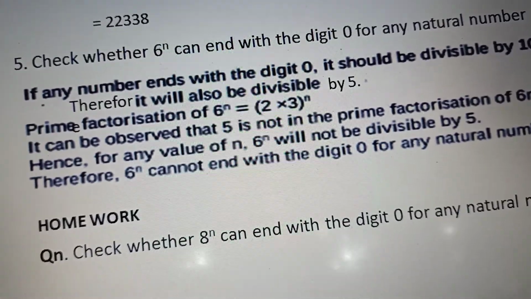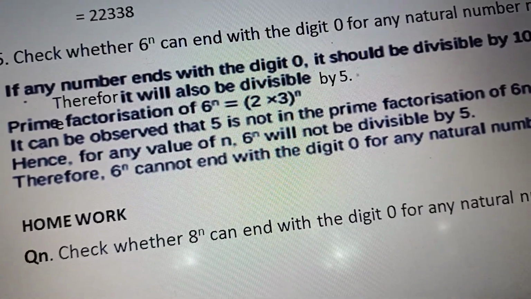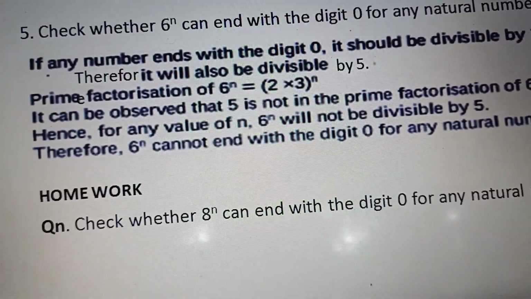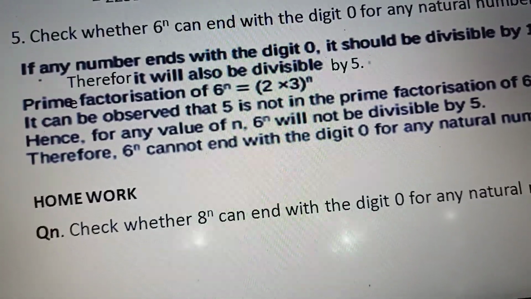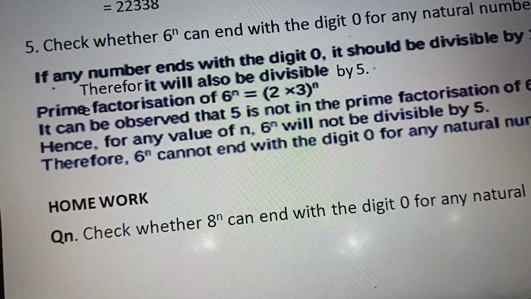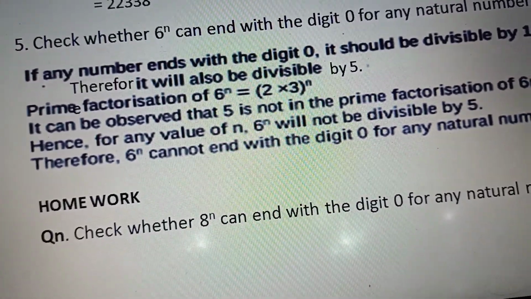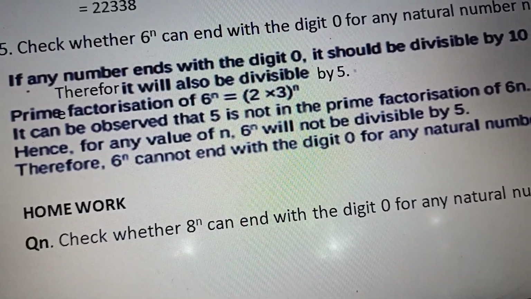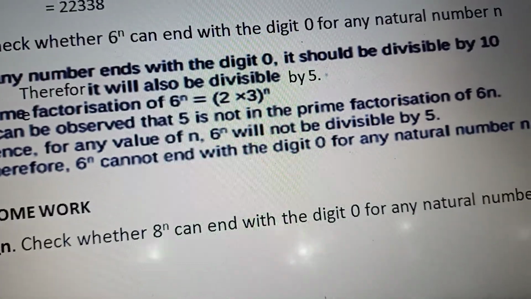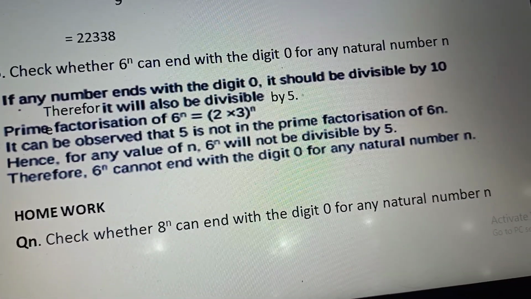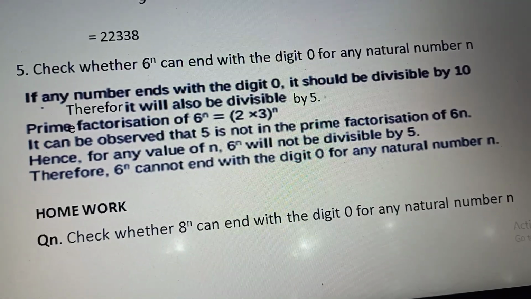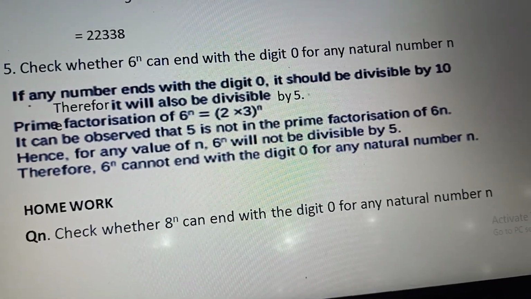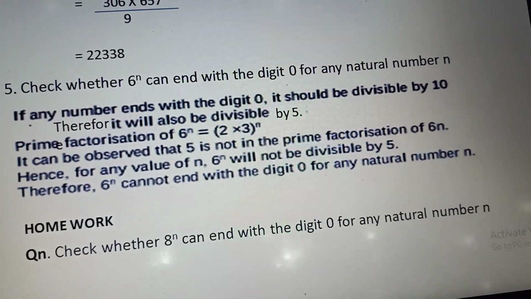Therefore, by the fundamental theorem of arithmetic, we know the prime factorization of a number is unique. If 2 and 3 are the prime factors of 6, then it is unique. 5 cannot be a prime factor of 6. Therefore, it is not possible. Therefore, 6 to the power n cannot end with the digit 0 for any natural number n. For your practice work, check whether 8 to the power n can end with 0 for any natural number n. Okay.